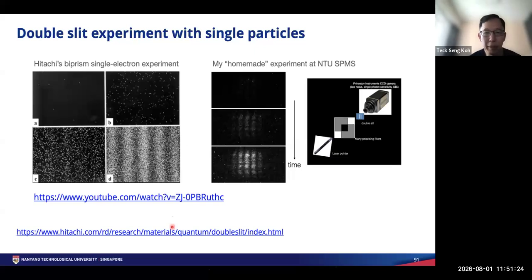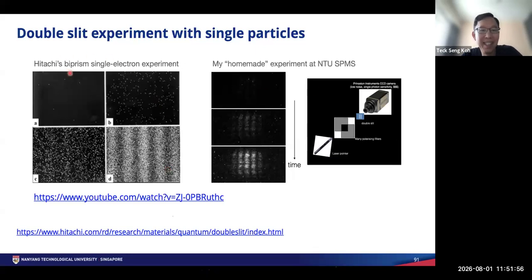Okay, the double slit, you have probably seen before. This is the YouTube link, but I can't show you, there's not enough time. It is a double slit experiment performed by Hitachi several decades ago, where electrons, one at a time, so it's a single electron experiment, land on the screen through a biprism or double slit. It looks random, but over time it builds up into the interference pattern. So what is interfering with what?